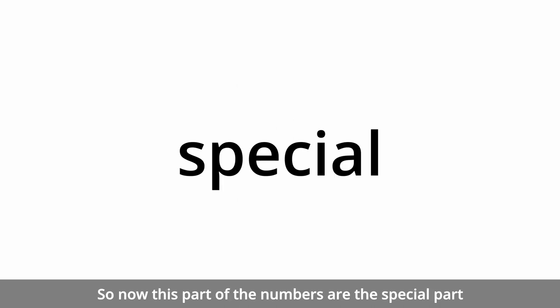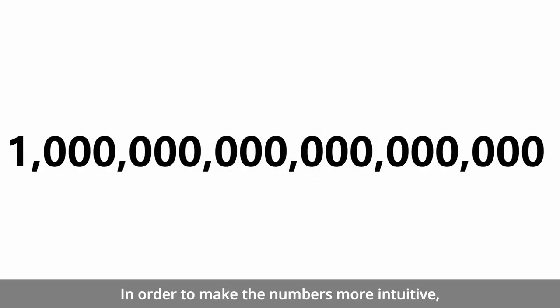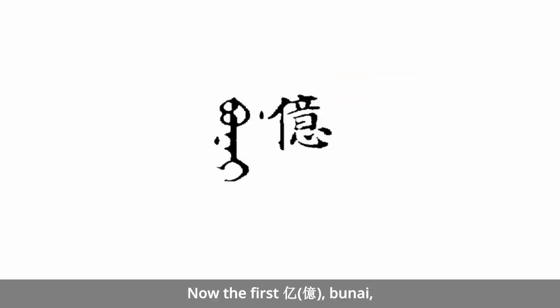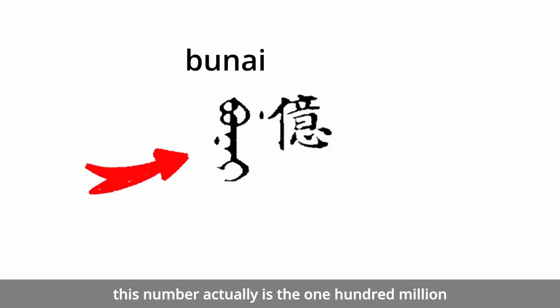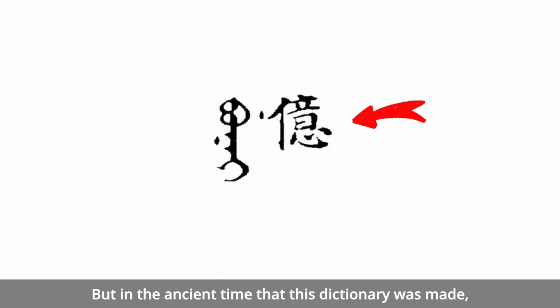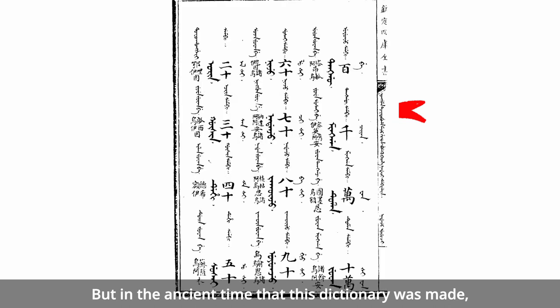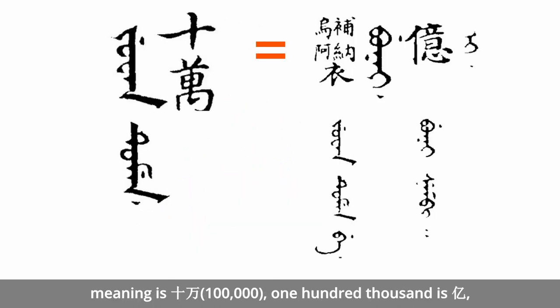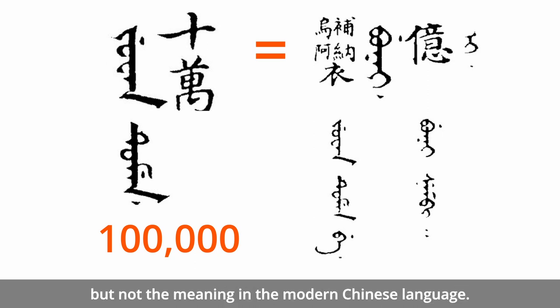So now, this part of the numbers are the special part, and we almost can't meet them in daily life. In order to make the numbers more intuitive, I will put up a number ruler to mark those special numbers. Now, first, Yi, Bunai. This number actually is 100 million in the modern Chinese language, and is also commonly used. But in the ancient time when this dictionary was made, it was explained as meaning 十万, 100,000, which is not the meaning in the modern Chinese language.